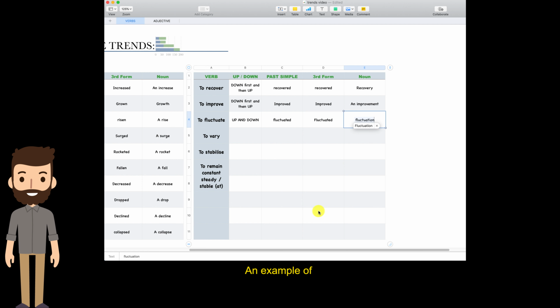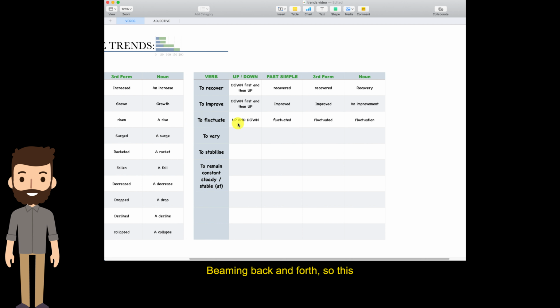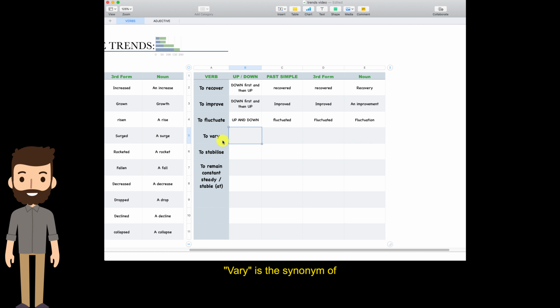fluctuation. An example when you talk about fluctuate is when I was a little kid, in our house we had constant fluctuations of electricity when the electricity used to go up and down, and you could see the bulbs dimming back and forth. It used to happen really quickly. So this up and down is fluctuate, if you want to think about it that way.